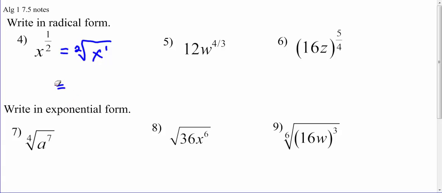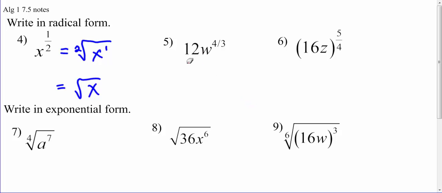Now, one thing to keep in mind, we know that when we see x to the first, we can just write x. And the other thing that we want to make sure you understand is that a square root is exactly the same as a second root. So you could write your answer like this and you'd be correct. This would also be correct, but it just has a lot less extra unnecessary stuff.